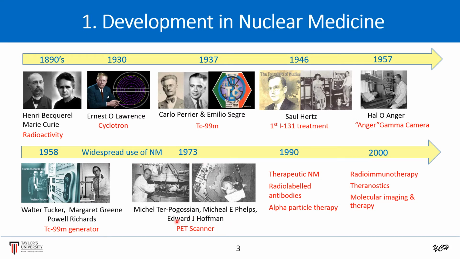In 1973, the first PET scanner was introduced, and the development continues in the 1990s for therapeutic nuclear medicines with the development of radiolabeled antibodies as well as alpha particle therapy. And in the last 2 decades, we have seen multiple new terminologies come out, such as radioimmunotherapy, theranostics, molecular imaging, and therapy. And these methods are categorized and known as targeted radionuclide therapy, which is our main topic today.